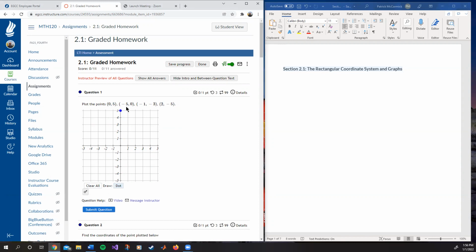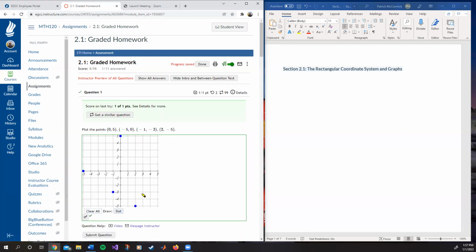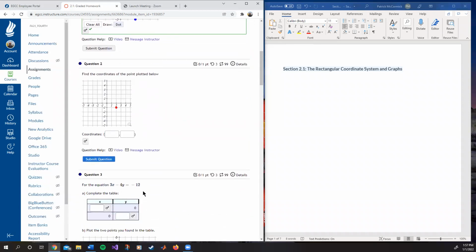Second point, -5, 0. So X is -5, Y is 0. Next point, -1, -3. So X is -1, Y is -3. And then 2, -5. So X is 2, Y is -5. There we go.